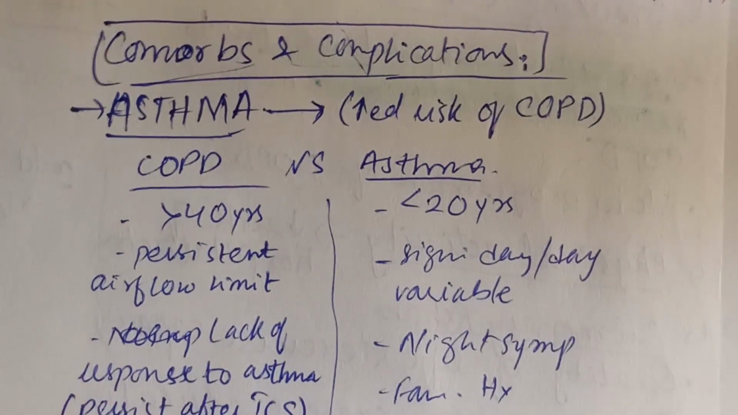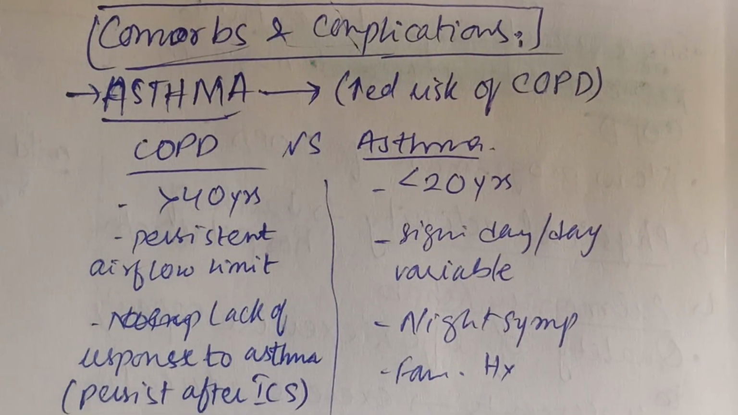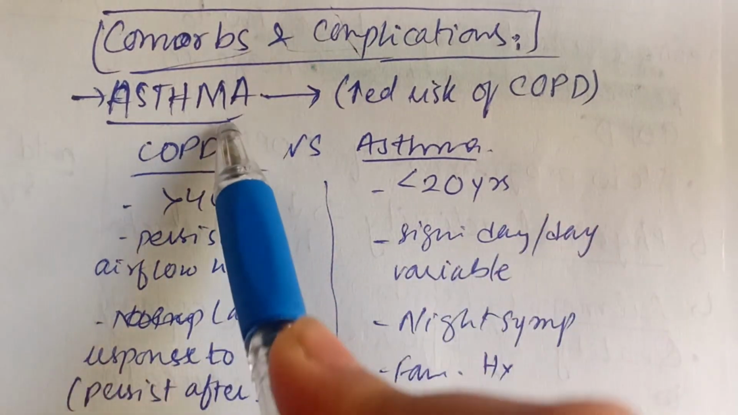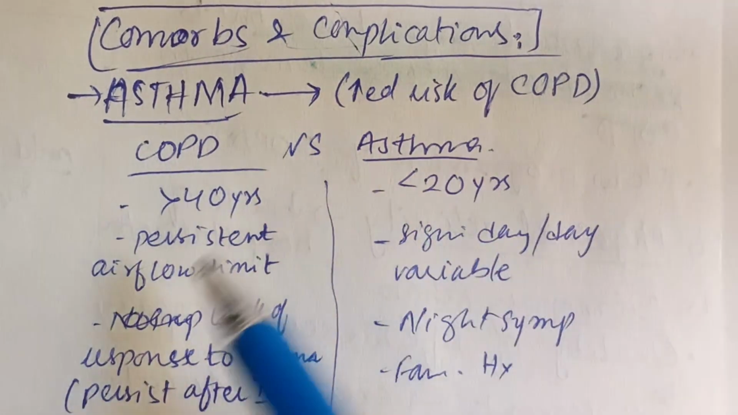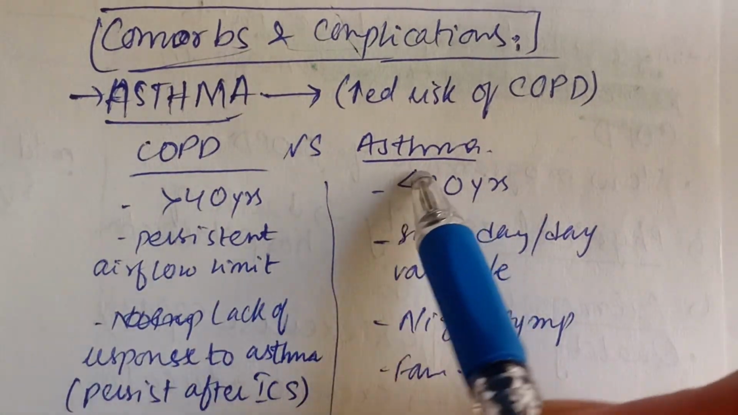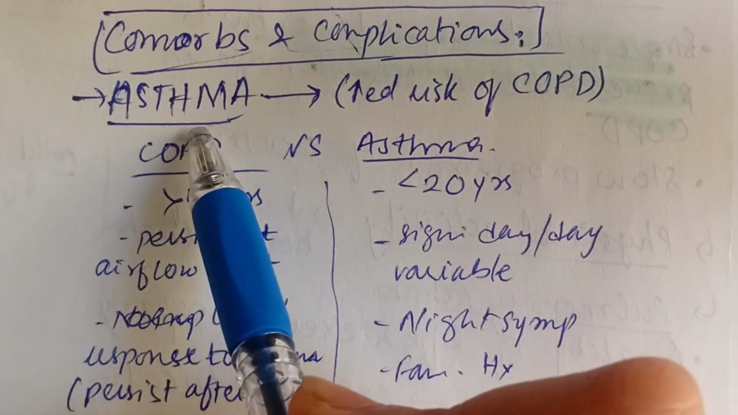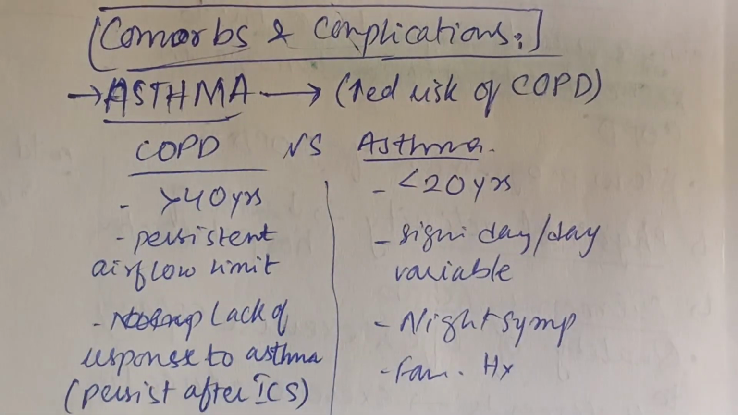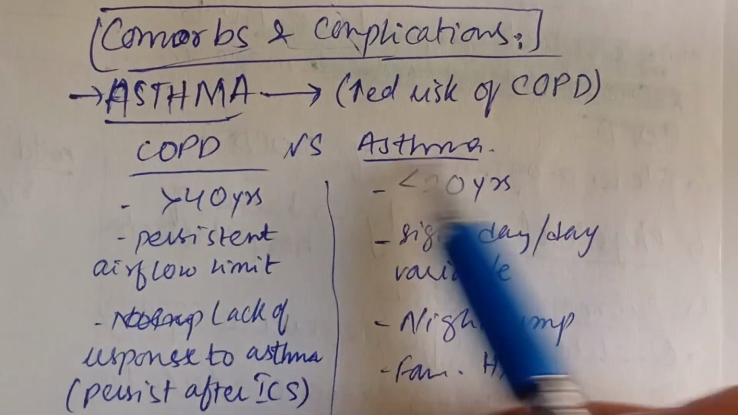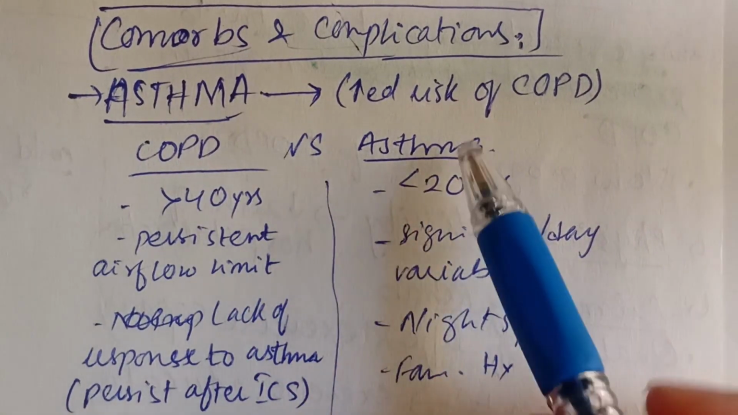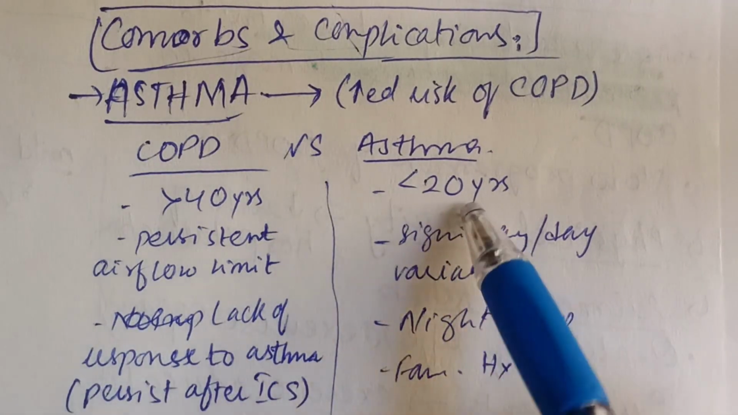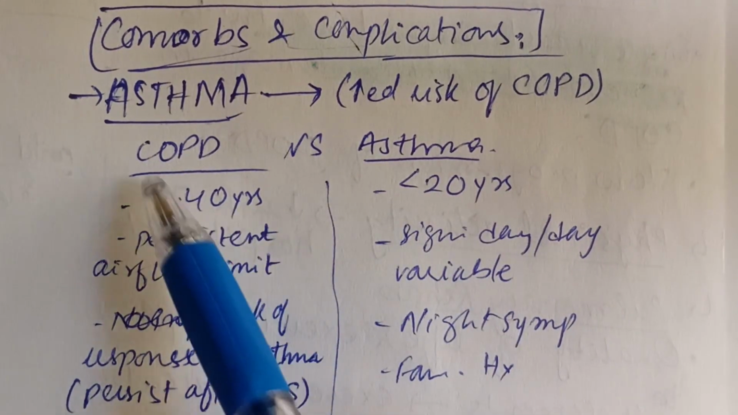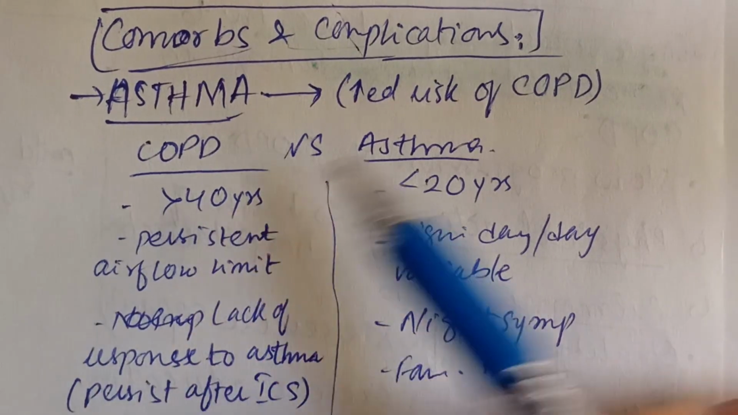Now, coming towards the comorbidities and complications of COPD. Number one, asthma. Asthma most of the time can coexist with COPD, which is termed asthma-COPD overlap. If the patient has asthma, he has an increased risk of COPD. What can be the differentiating features between these two is that asthma most of the time presents in less than 20 years, while COPD presents in more than 40 years.